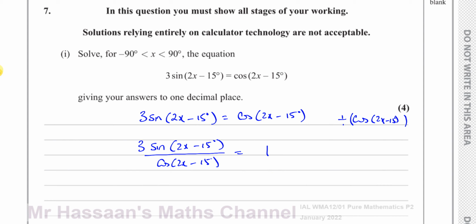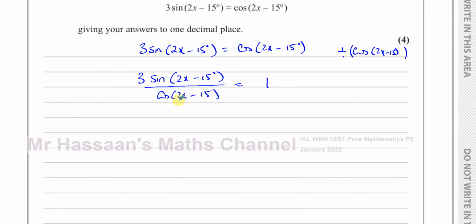So now what you end up with is the same as the tangent of the same angle. So this gives you 3 times the tangent of that very same angle, 2x minus 15, is equal to 1. I have now reduced this into a form where I only have one trig ratio, and now I should be able to solve this. So what I can do next is isolate the tan of the angle on one side: the tan of 2x minus 15 equals 1 over 3.